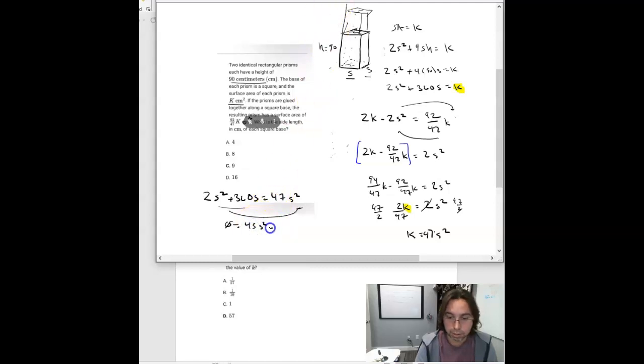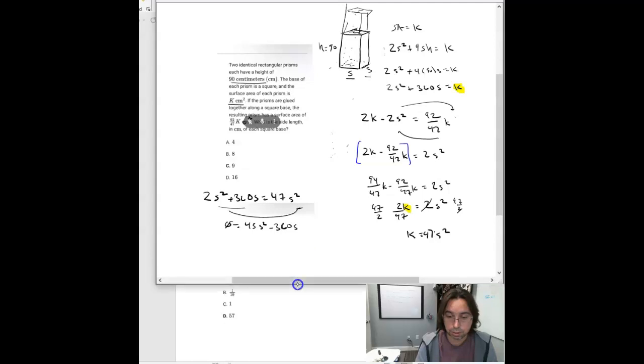45s squared minus 360s. And I want to solve for s, so what I'm going to do is pull out 45s, so that's 0 equals 45s times (s minus 8), therefore s equals 0 or 8. And you can see that's what we have here, that the side length of this square is 8, these things are both 8. And so that's how we would solve that question.